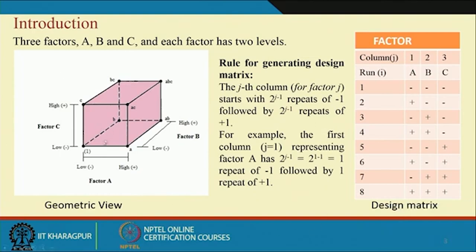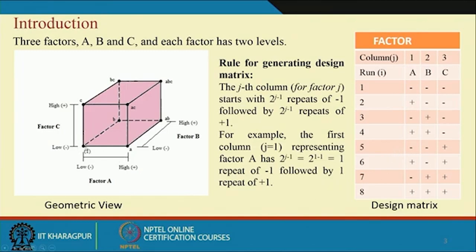When we have three factors, each at two levels, you will be getting a cube-like demonstration. The geometric view will become a cube, and then from here, how do you get this design matrix ABC? That I will discuss first.